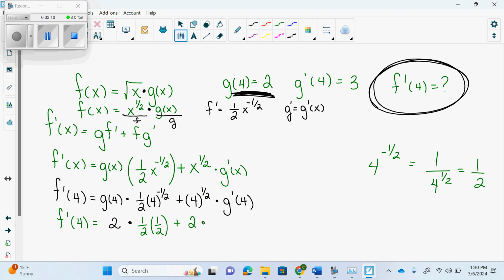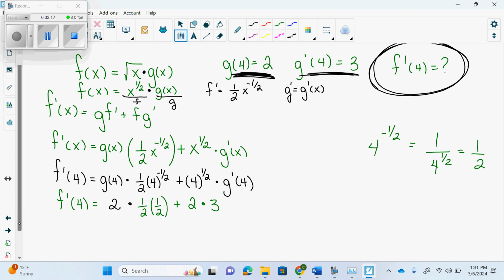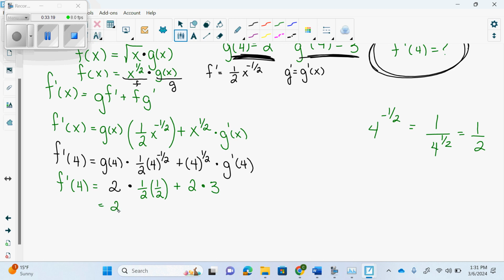And then what's G prime of 4? They gave it to us. It's 3. So now I get 2 times 1/4 plus 6. 2 times 1/4 is 1/2 plus 6. So it's 6.5.